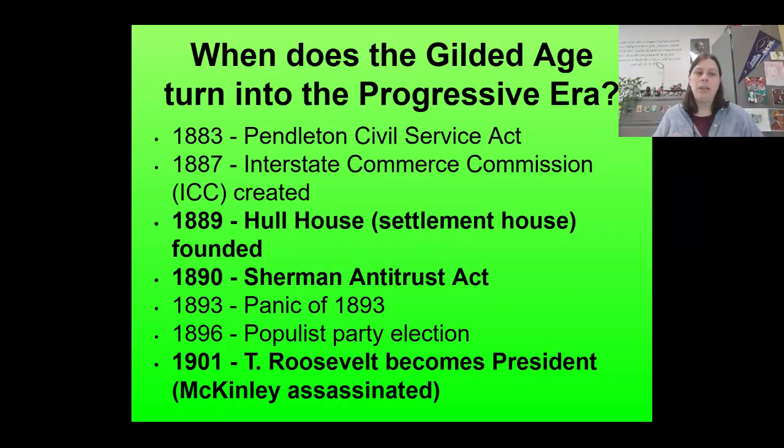And then the latest possible point, if you're trying to start the progressive era as late as possible, would be when Teddy Roosevelt becomes president. Teddy Roosevelt is a progressive, and so when he accidentally becomes president after McKinley is assassinated in 1901, we're definitely in the progressive era at that point, because we have a progressive president. So sometime between the 1880s and 1901, the progressive era starts, and that is where we will pick up in the next video for Historical Period 7.